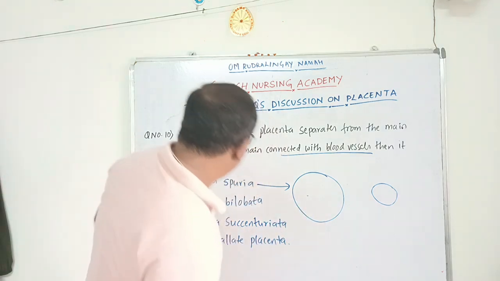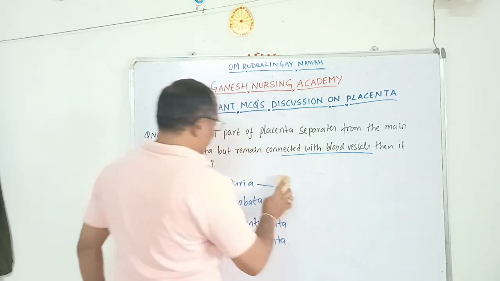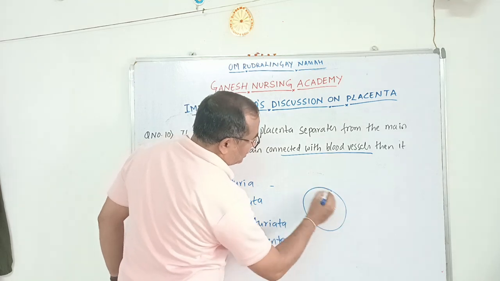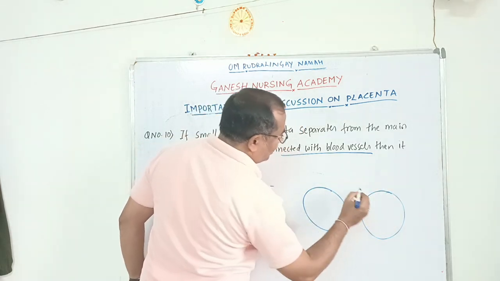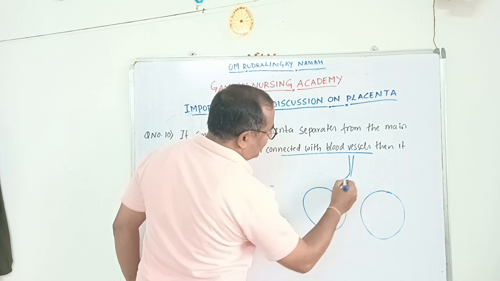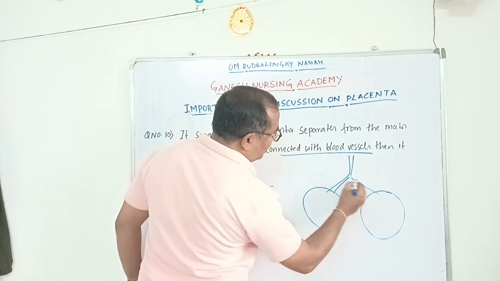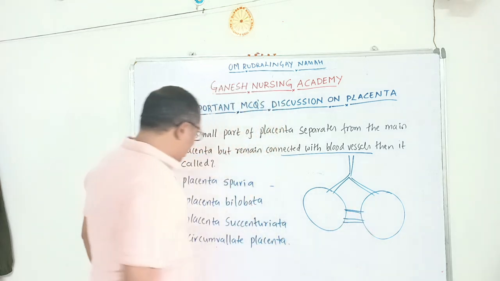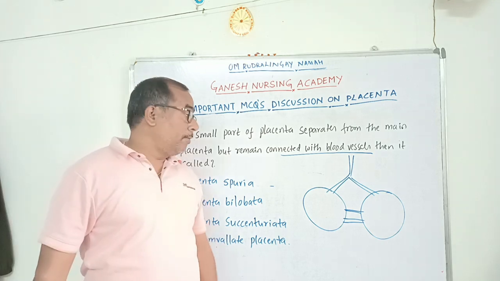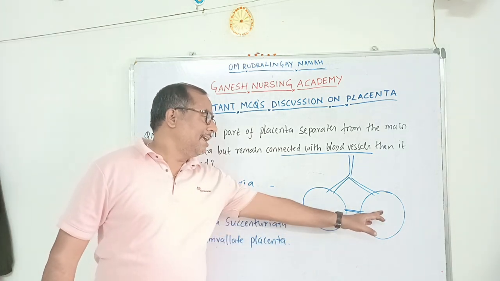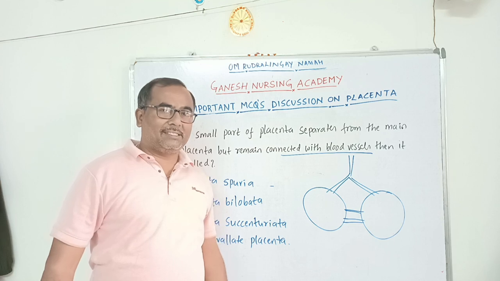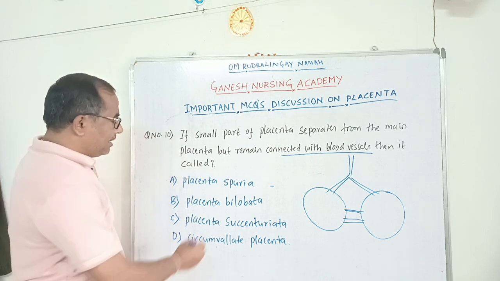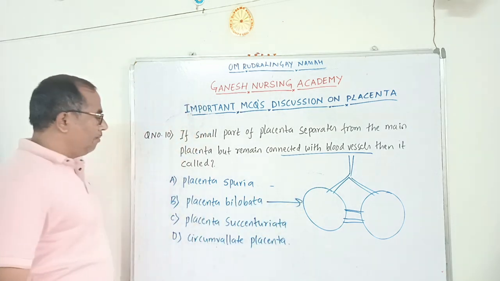Then what is meant by placenta bilobata? There are two equal sized placentas here, and they are connected with the blood vessels. So this is known as a placenta bilobata. Placenta bilobata consists of two equal sized placentas connected with the blood vessels.